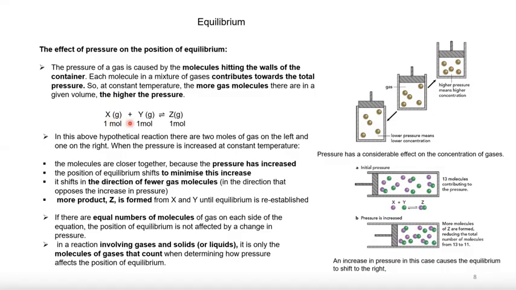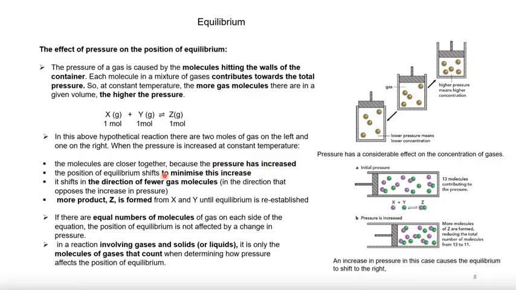Well, we are taking a hypothetical reaction. X is gas, Y is also gas, and the product Z is also gas. X is 1 mole, Y is 1 mole, and Z is 1 mole. In this hypothetical reaction, there are 2 moles of gas on the left and 1 mole on the right. When pressure is increased at constant temperature, mind this, that if we increase pressure, we have to keep temperature constant, the molecules are close together because the pressure has increased.